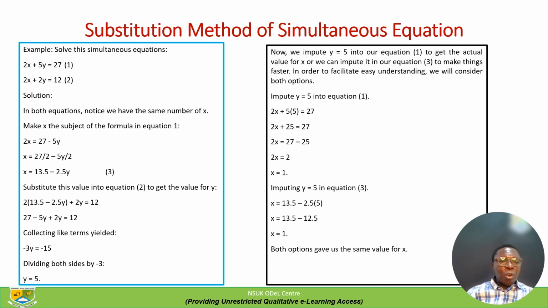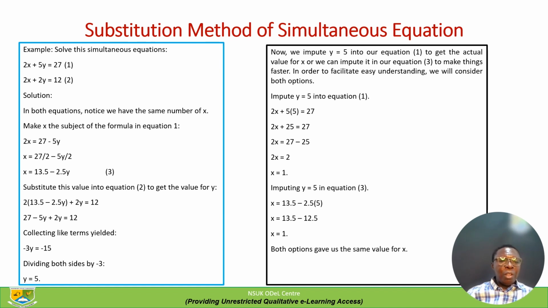Therefore x is equal to 27 over 2 minus 5y over 2, which is 13.5 minus 2.5y. And this can now be our equation 3. Substitute this value into equation 2 to get the value for y. We will have 2, open bracket, 13.5 minus 2.5y, close the bracket, plus 2y is equal to 12.